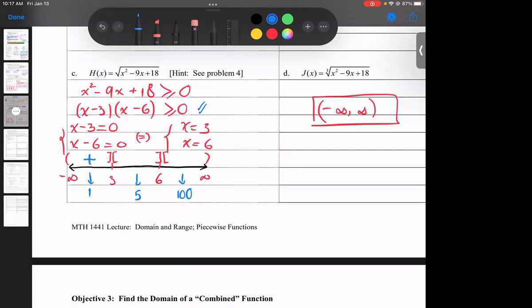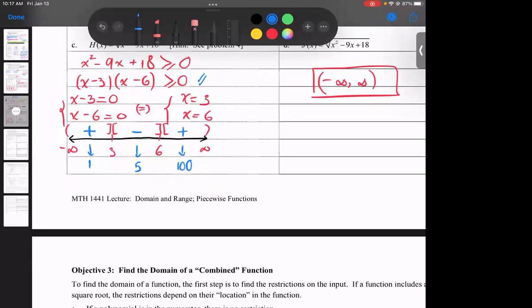What about the 5? 5 minus 3 is positive. 5 minus 6 is negative. So positive times negative is negative. 100 minus 3, positive. 100 minus 6, positive. Two positives multiplied together is positive. And then we have the answer like we had before, right? So your answer is going to be all the positive intervals. So negative infinity to 3, bracket, union 6 to infinity.